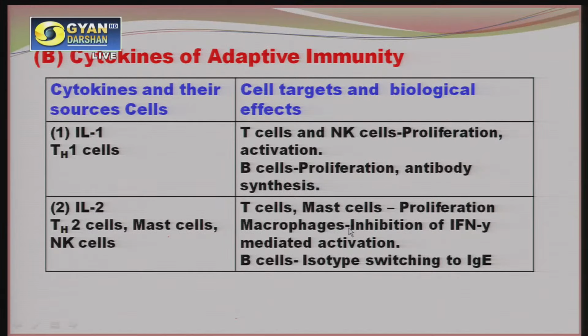And interleukin 4, produced by T helper 2 cells, mast cells, NK cells and T cells, causes mast cell proliferation, macrophage inhibition, inhibition of interferon gamma mediated activation, and B cell isotype switching of the Ig. So a lot of cytokines are involved in the adaptive immunity and innate immunity, but we are discussing very few.